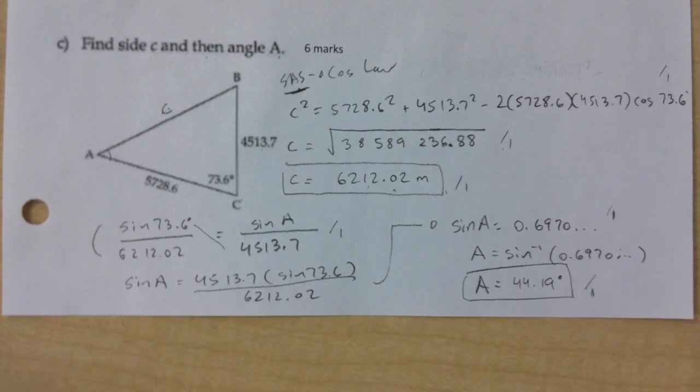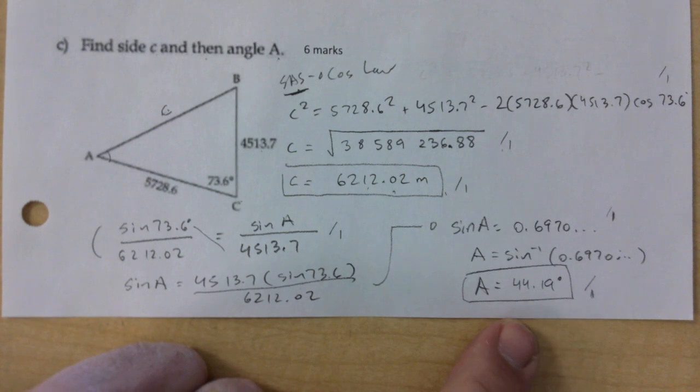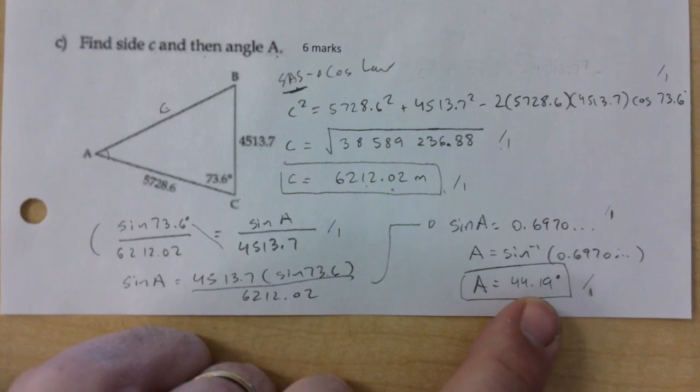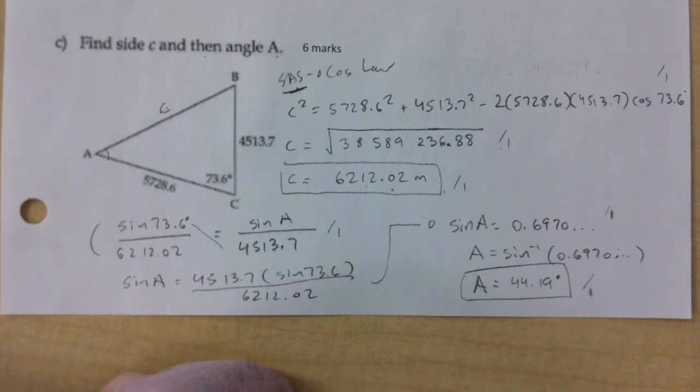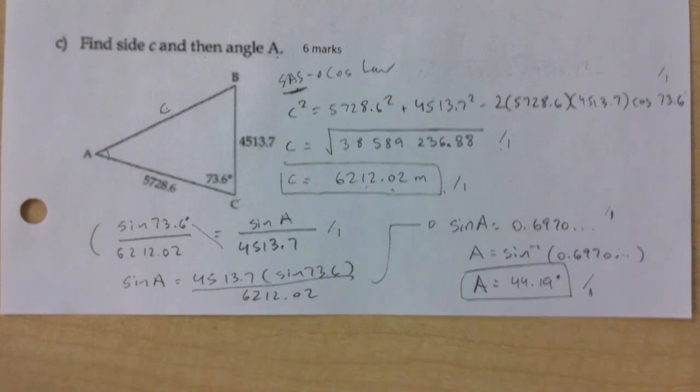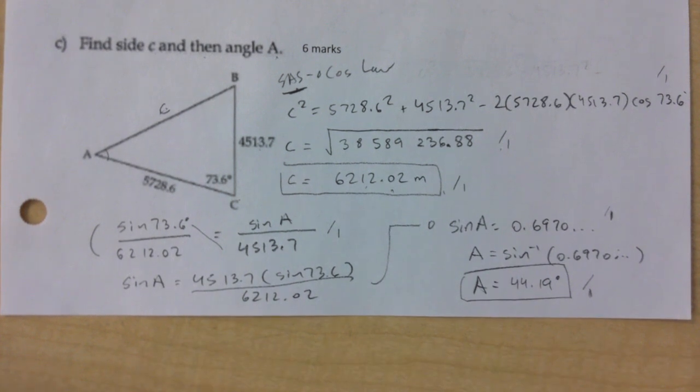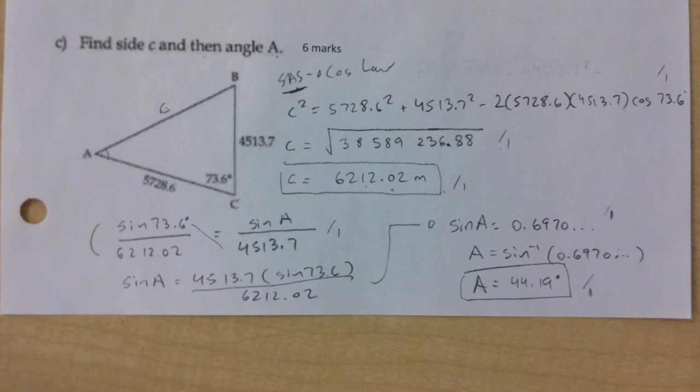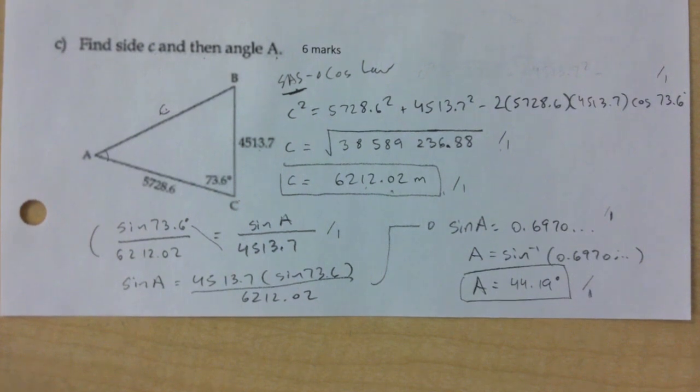That's fine, Jinky. If you use cosine law, you might get 44.20 if it's rounded, and that's fine, as long as you show me the steps. It will happen quite often if you go a different route. I don't take marks off for that, no.